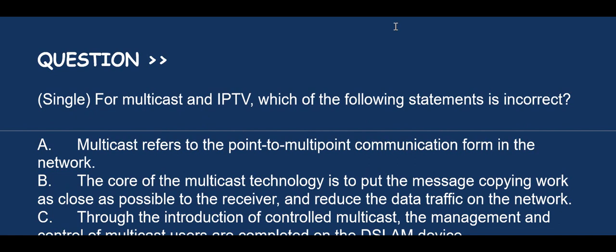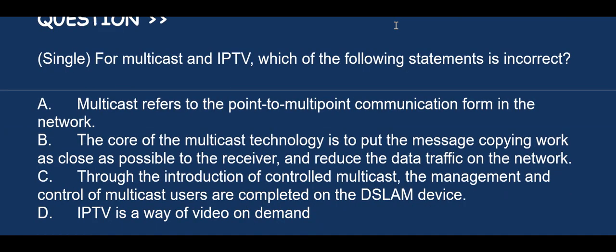Option C is correct. Next one, for multicast and IPTV, which of the following statements is incorrect? Option A, multicast refers to the point to multipoint communication form. Option B, the core of the multicast technology is to put the message copying work as close as possible to the receiver and reduce the data traffic to the network. Option C, through the introduction of controlled multicast, the management and control of multicast users are completed in the DSLAM device. Option D, IPTV is the way of video on demand.